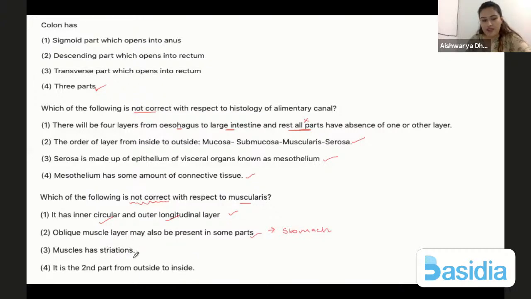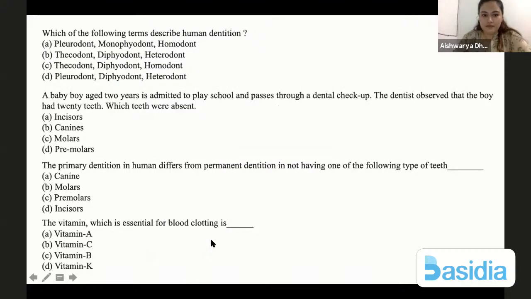Muscles have striations. This is incorrect. All the muscles in the alimentary canal are smooth muscles, not striated. And last is, it is the second part from the outside. So if you see here, second part, 1, 2, 3, 4. Second one from the outside to inside, right? Okay.